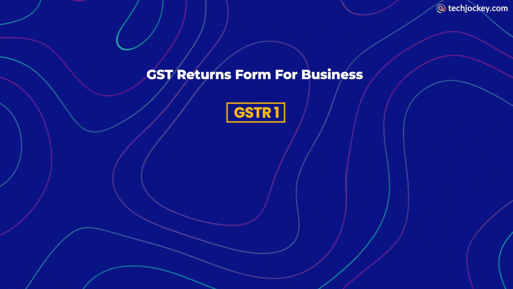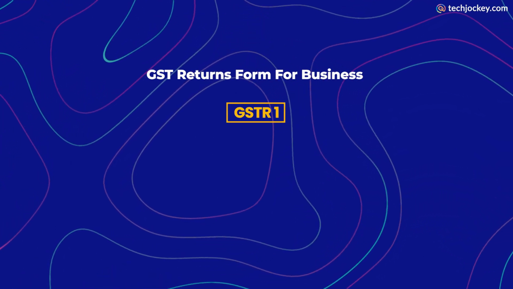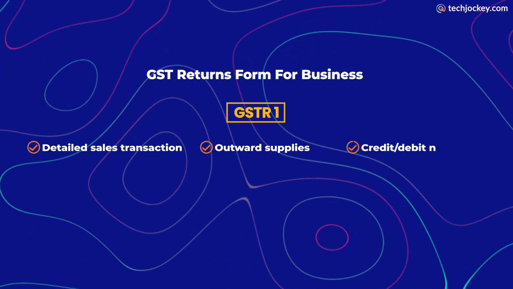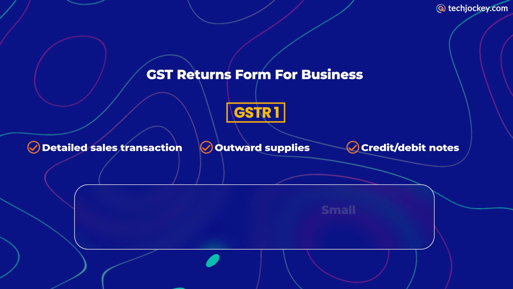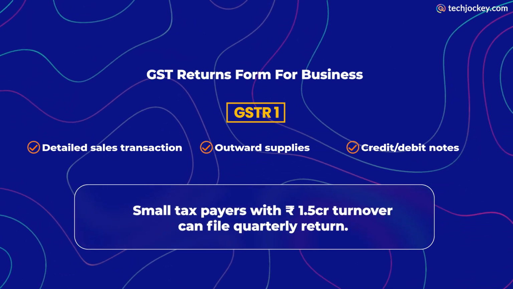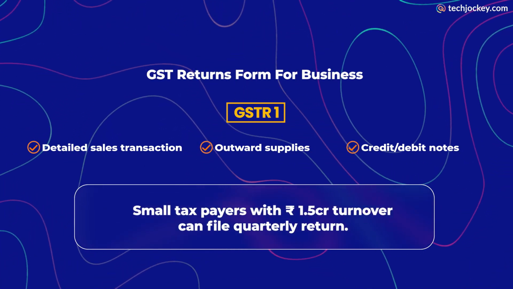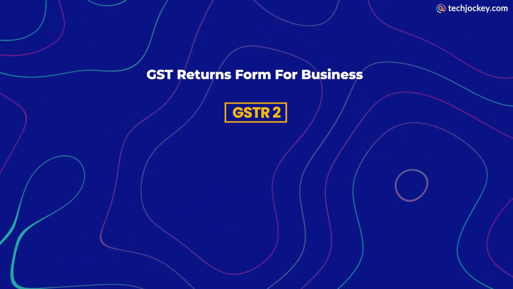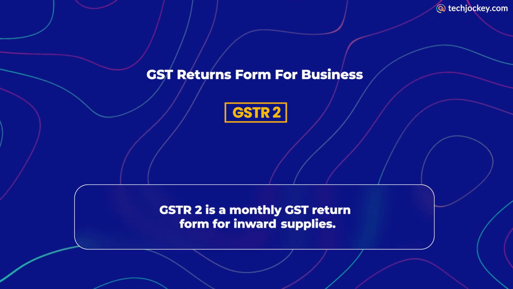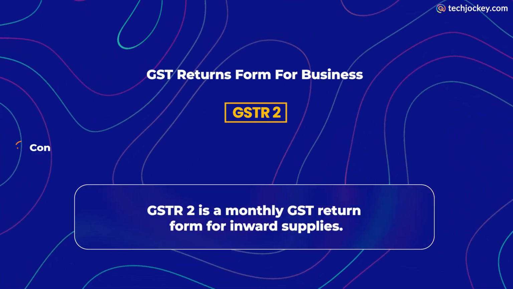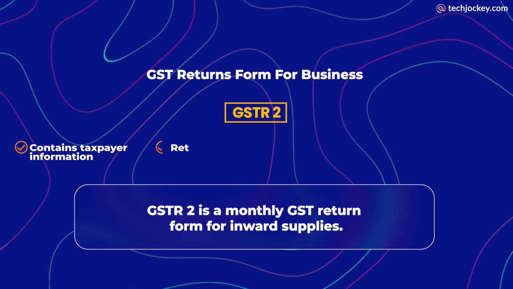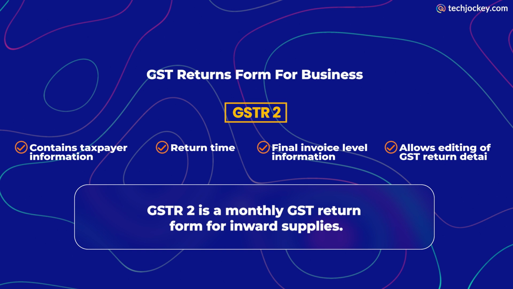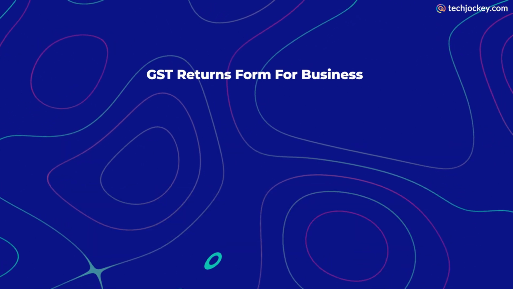GSTR-1. GST monthly returns under GSTR-1 involve detailed sales transactions, outward supplies and credit and debit notes. Small taxpayers with Rs 1.5 crore turnover can file quarterly returns which can be applied at the end of the month. GSTR-2. GSTR-2 is a monthly GST return form for inward supplies containing taxpayer information, return time and final invoice level information and allowing editing of GST return details.